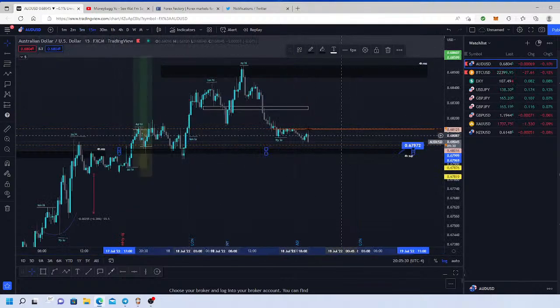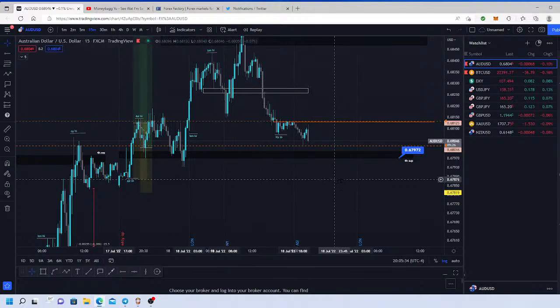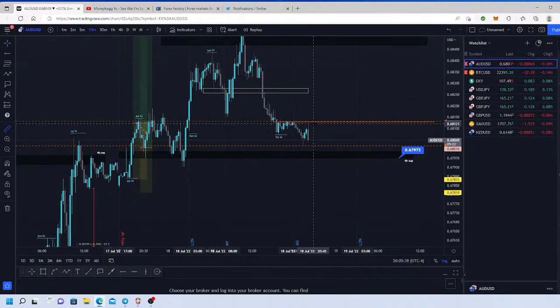So that might have been an easy trade for the night. That looked a little bit better, but yeah. Let's see. Especially if we break this low right here, that definitely would have been an easy trade for the night.